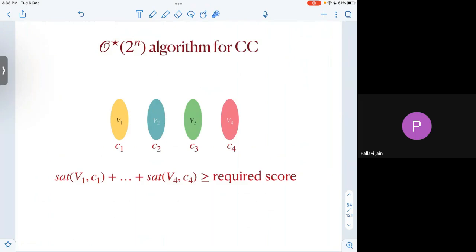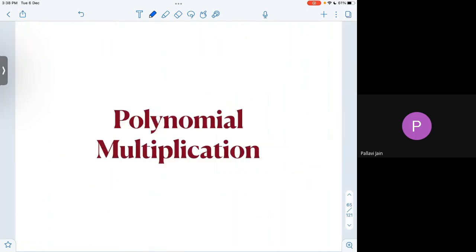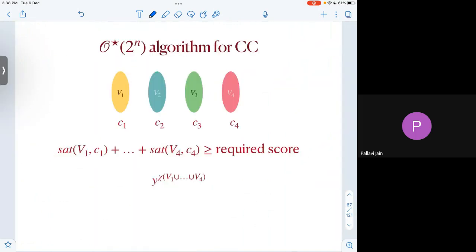And what do I want? This thing. I changed the notation here, sorry. But yeah, satisfaction of candidate C1 from the set V1. This definition is clear to everybody? This I want greater than or equal to the required score, which was eta. So we will use the method of polynomial multiplication here. So we will try to capture this.